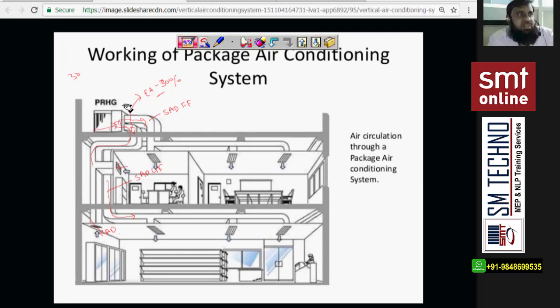There is no noise because the unit is completely outside, and air distribution is proper because we are using the ducts. And we can provide the fresh air. So this is also fully accepted by the standard societies, because this will satisfy the requirement of air conditioning. Yes.